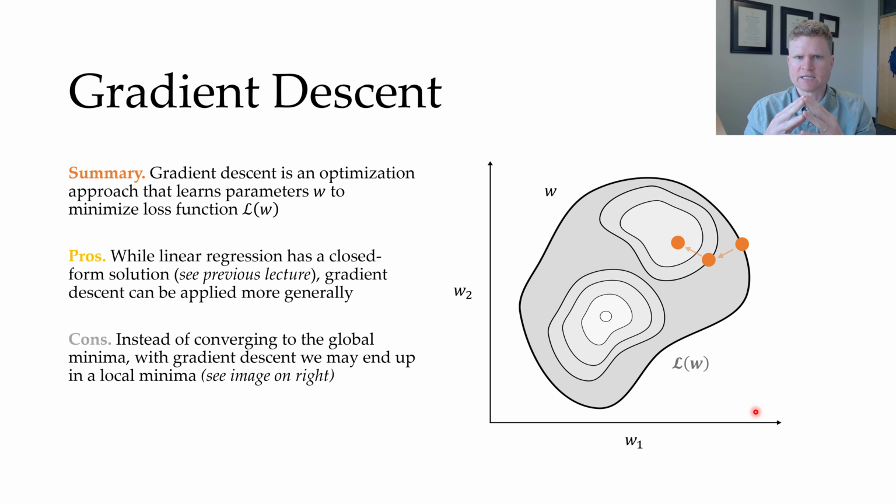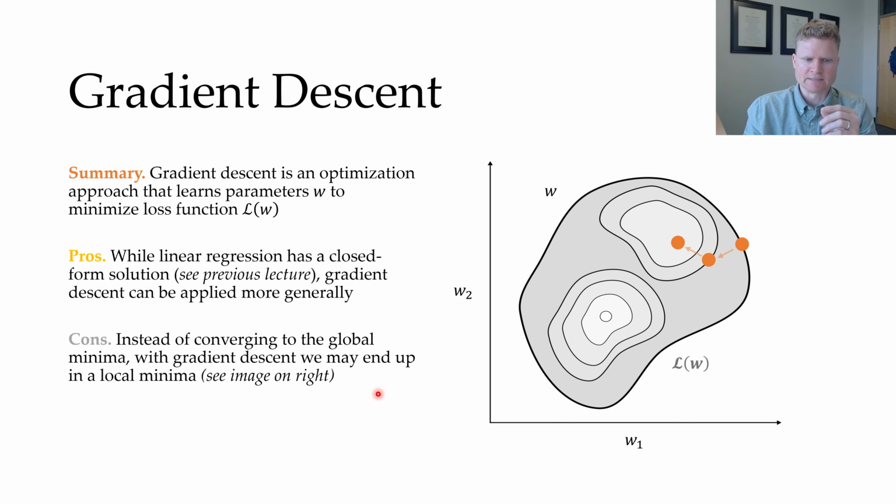The advantage is that this can be used in a wide variety of different settings, so it's got a very general application. Although linear regression has a closed form solution that we found in the last lecture, you can use gradient descent for linear regression and for other contexts. For example, when we're training neural networks, we often use different variants of gradient descent in order to update the weights of those neural networks.